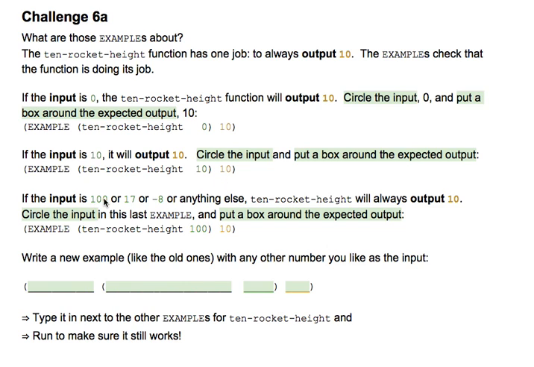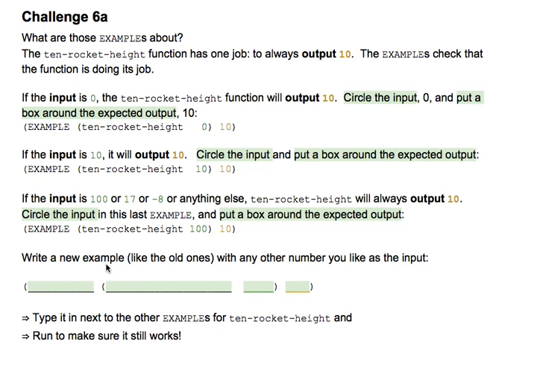If the input is 100, or 17, or -8, or pi, or e, or anything else, 10 rocket height is always going to output 10. So one last time, we're going to just circle the input and put a box around the output, the expected output. And then the example is going to check, hey, what is the actual output of this? Is it the same as the expected output, the output that we expect?